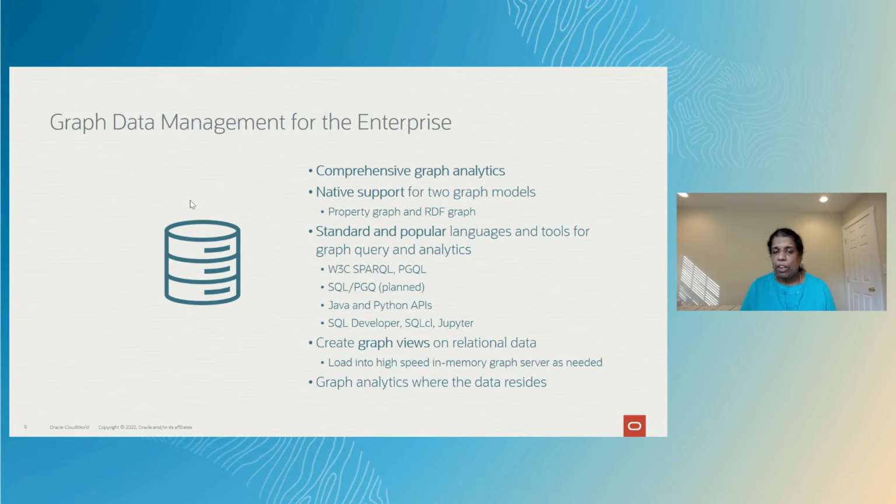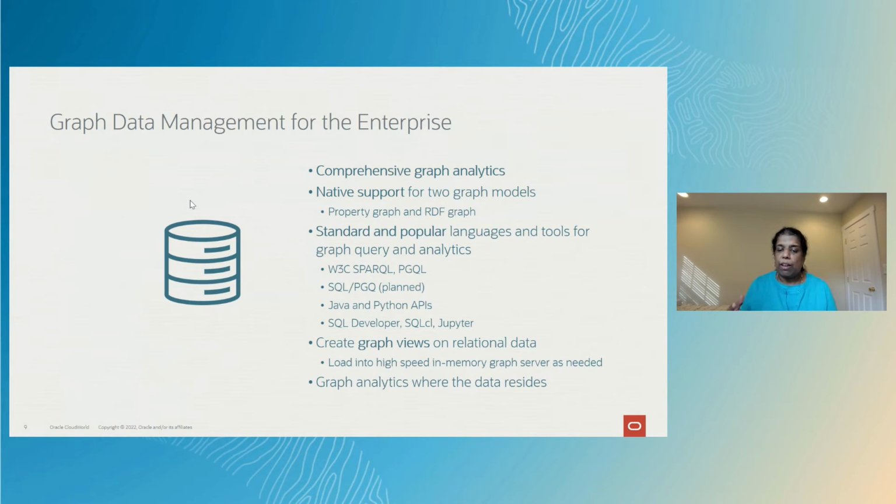And a very interesting feature, especially when it comes to property graph support, is the ability to create graph views on our relational data. So you don't have to move your data into a separate siloed database. You don't have to take your data out of the database. You don't have to take your critical business data even into another schema. You can leave the data where it resides in your database and create a property graph view on this data.